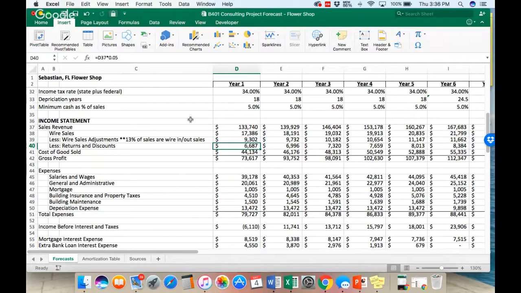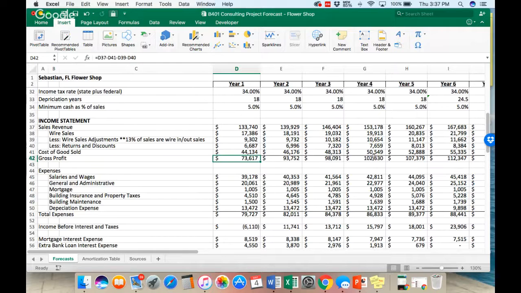With returns and discounts, we figured that only about 5% of our sales revenue would either be discounted or returned. And then our cost of goods sold, we figured that only about 33% of our sales revenue would contribute to the cost of goods sold. We used that number as we found that to be the typical amount for the floral industry of what the cost of goods sold was in relation to sales revenue. So our gross profit is our sales revenue minus our wire sales adjustments minus our returns and discounts minus the cost of goods sold, and that's the number we come up with for year 1.